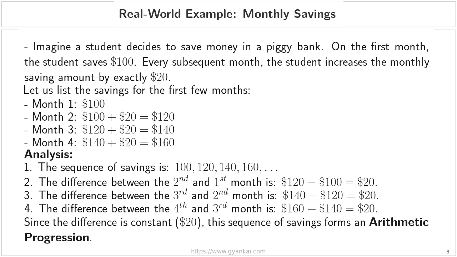Because this difference remains constant at $20 throughout the sequence, we can confidently conclude that this sequence of savings forms an arithmetic progression. In the next slide, I will show you how to apply this same logical verification to any set of numbers you might encounter.